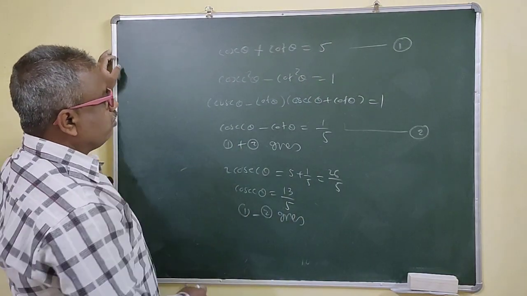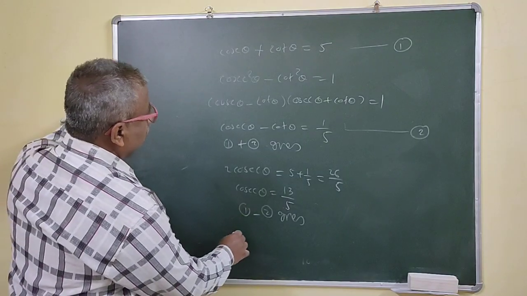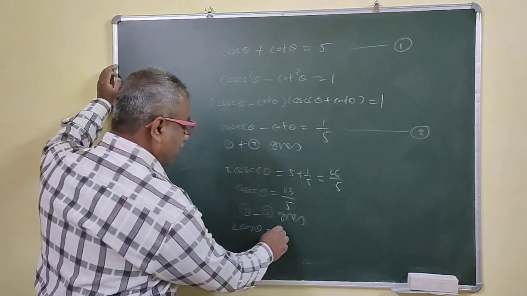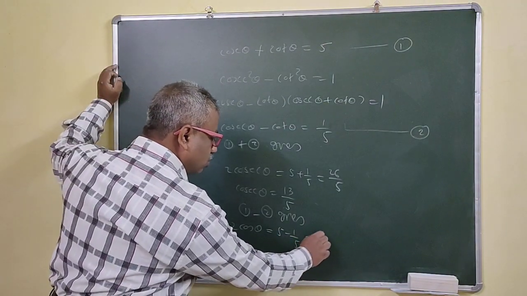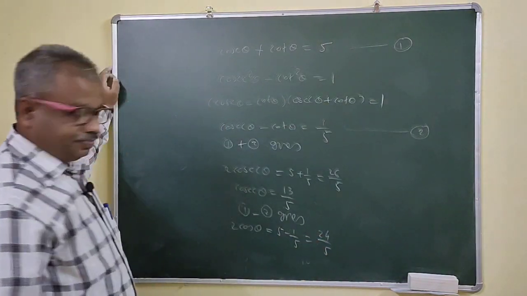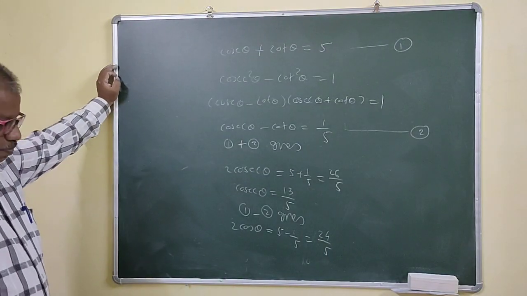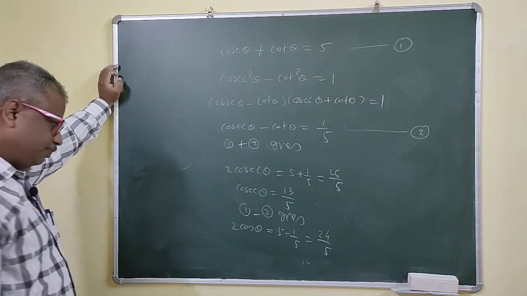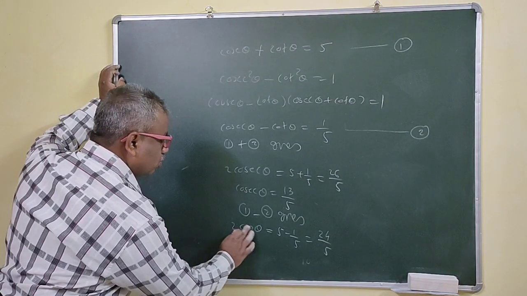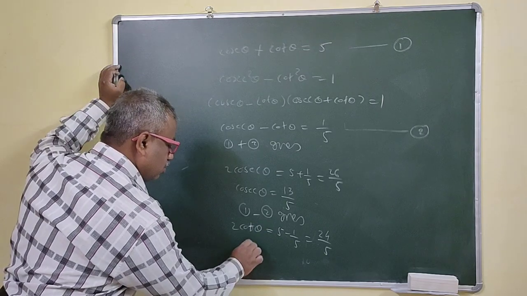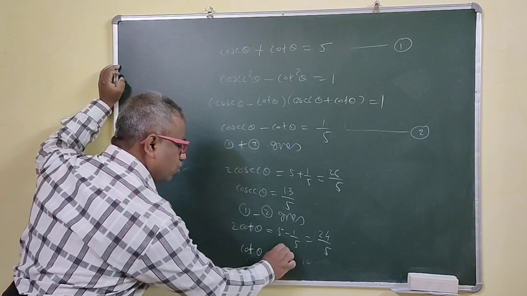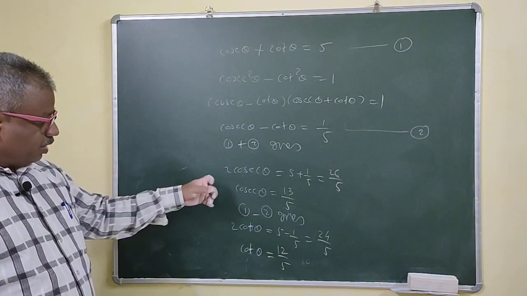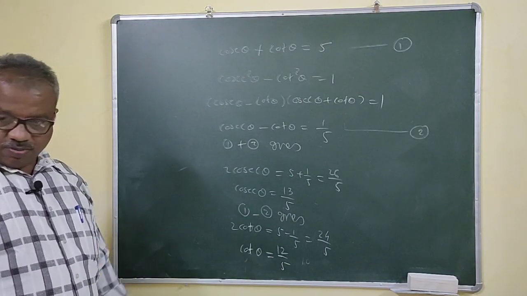So I will do 1 minus 2. This gives 2 cot theta is equal to 5 minus 1 by 5. So 5 is 25, minus 1 is 24 by 5. So cot theta is equal to 12 by 5, as the 2 gets cancelled. So you have the value of cosec theta, and you have the value of cot theta.